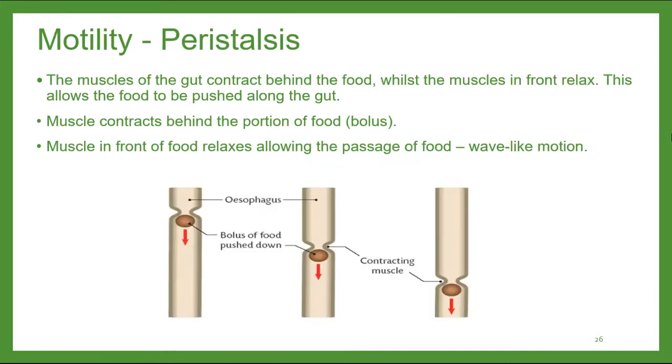We also have motility, which is known as peristalsis, the contraction and relaxation of the smooth muscle of the intestines and other features, such as the esophagus, that allow for the movement of food. The muscle behind the food particle will contract, thus pushing it forward, whereas the muscle in front will be relaxed, allowing for the passage. Then the next muscle will contract and the one in front relax, creating a wave-like motion in order to move the food through the system.